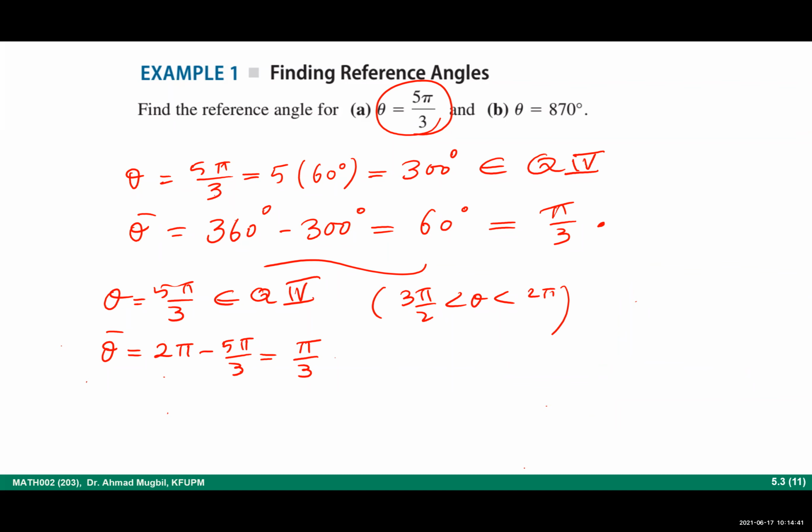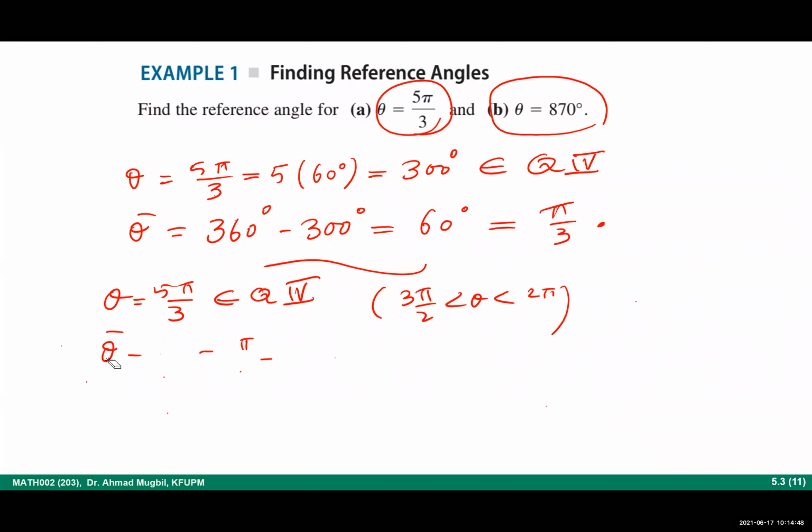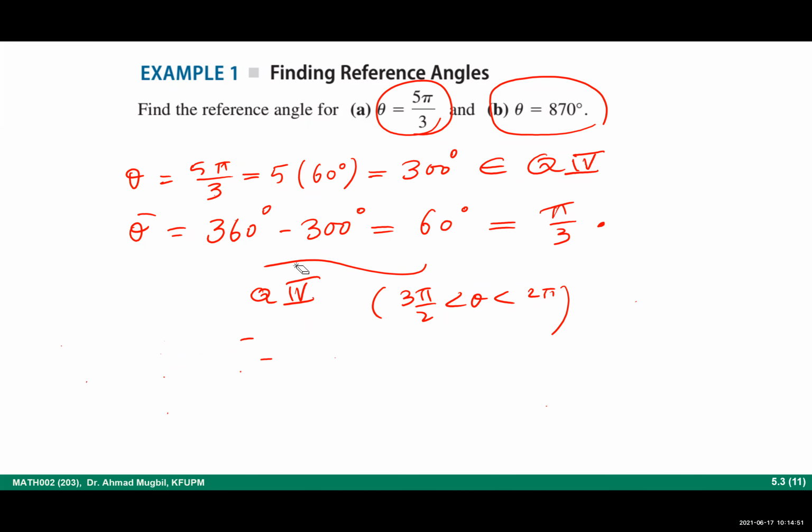Excellent. Now let's go to the second one. 870. In which quadrant, ya shabab? 870 degrees. In which quadrant is this angle?